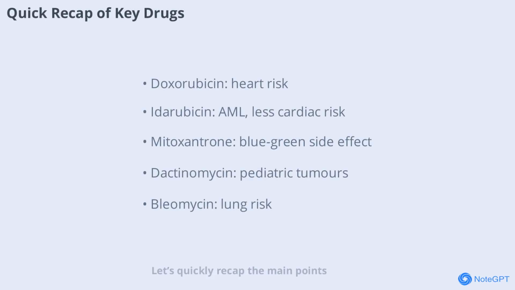Let's quickly recap the main points. Doxorubicin and daunorubicin are go-to anthracyclines for breast, lung, ovarian cancers, and lymphomas. Watch for heart toxicity. Idarubicin is paired with cytarabine for AML and is gentler on the heart. Mitoxantrone is also used in AML and is known for blue-green discoloration. Dactinomycin is the pediatric tumor drug with bone marrow depression as a key risk.